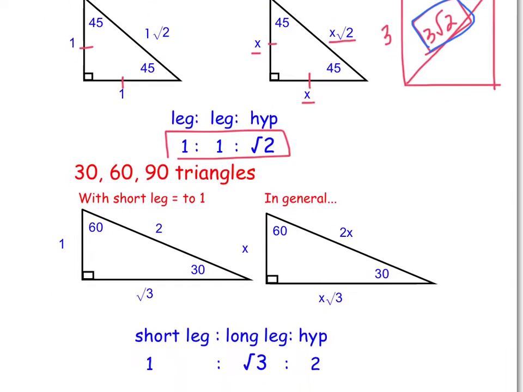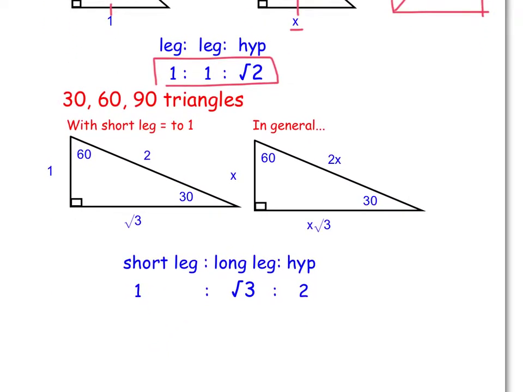The other special triangle that we're going to talk about are 30-60-90. 30-60-90 are a little more difficult because every side is different. It's not like 45-45 where two of the legs were the same. Here you got a short leg, a long leg, and a hypotenuse. So the ratio is 1 to √3 to 2. So the short leg times √3 gives me the long leg. The short leg times 2 gives me the hypotenuse.